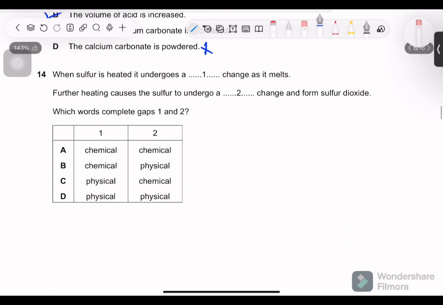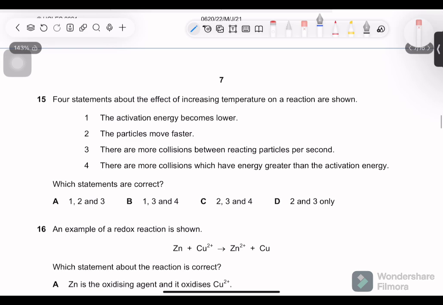Next, when sulfur is heated, it undergoes a dash change as it melts. Of course, this should be physical. Further heating causes the sulfur to undergo a dash change and form sulfur dioxide. So the substance is changing itself, a compound is being formed, so chemical. So option C is correct. Physical, chemical.